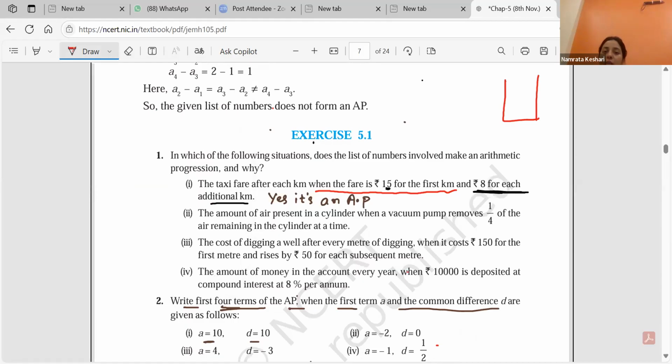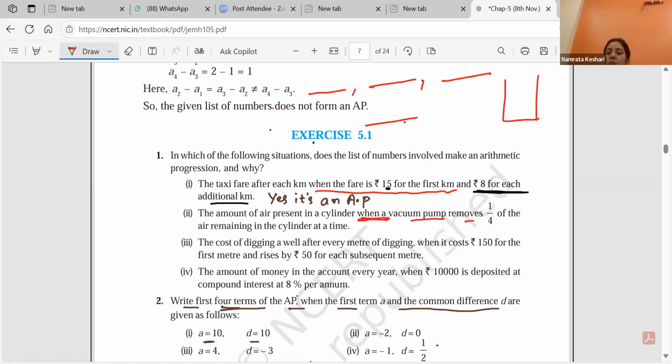We have to check the amount of air present in the cylinder. Is that creating an AP or not? The amount of air present in the cylinder each time, is that creating an AP or not, when a vacuum pump removes 1/4 of the air remaining in the cylinder.